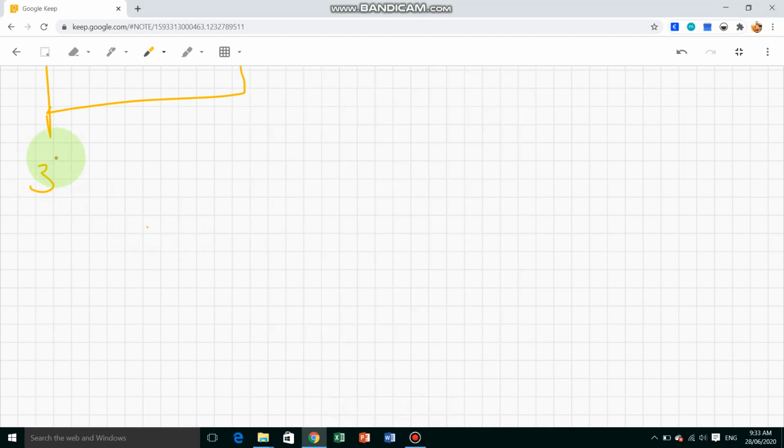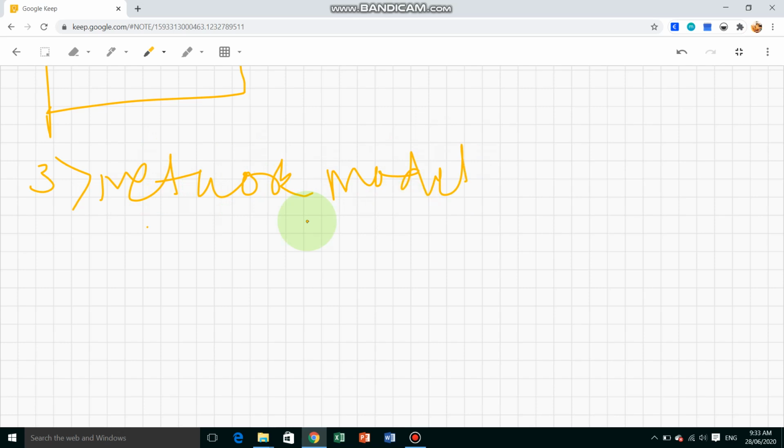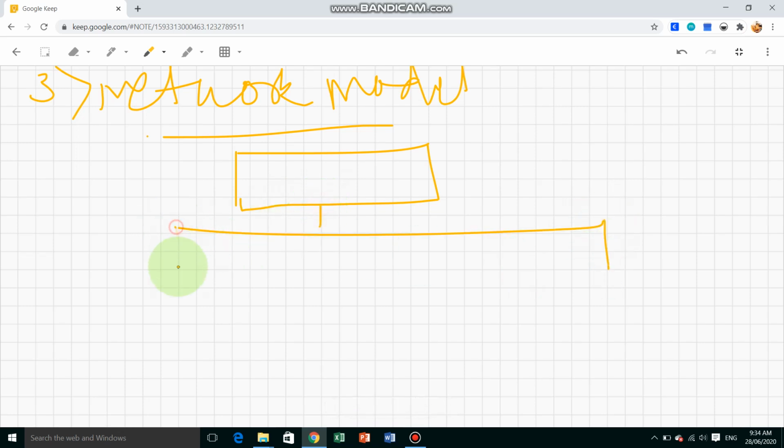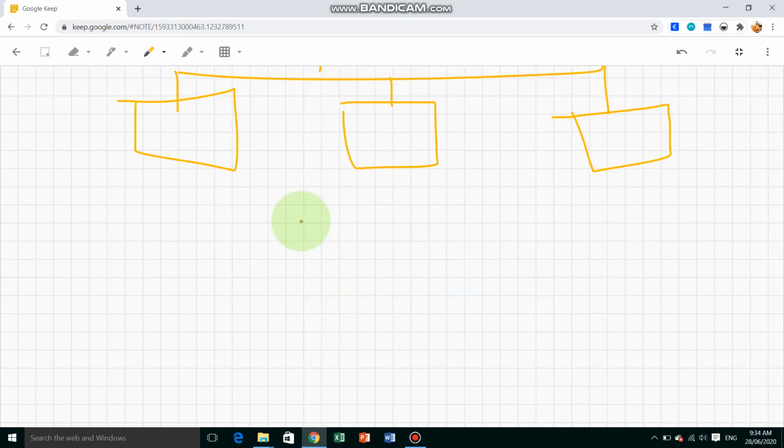Now, the third model is the network model. Third model is what? Network model. So in the network model, it looks like a similar relationship. Suppose in this diagram we have three tables, 1, 2, and 3. In this table, this is a many-to-one table, and here also there is one table.